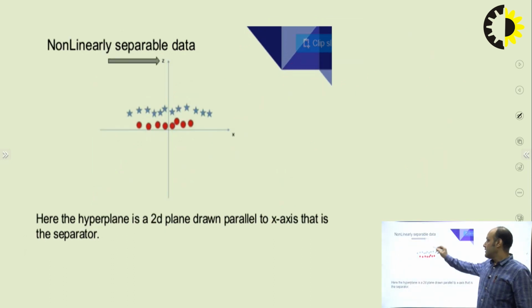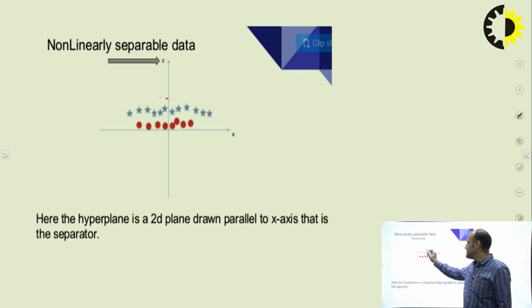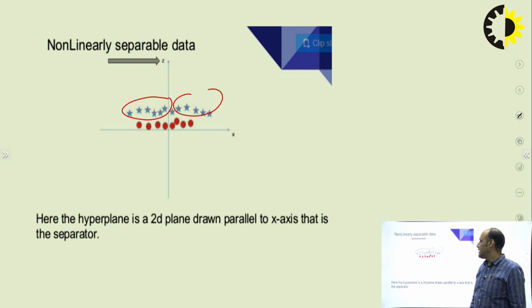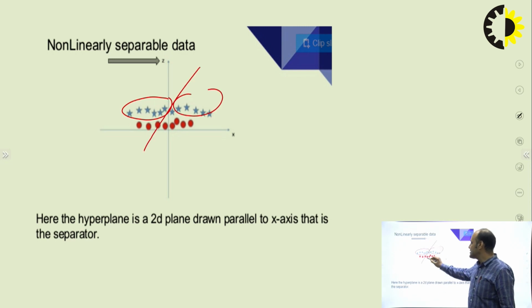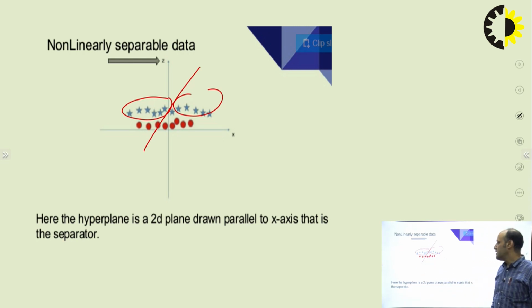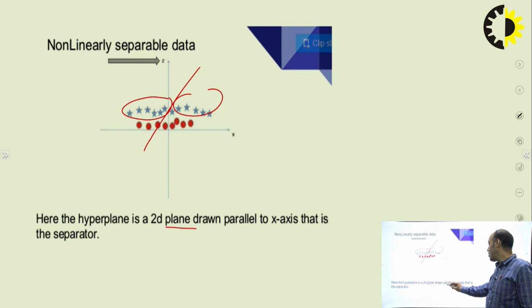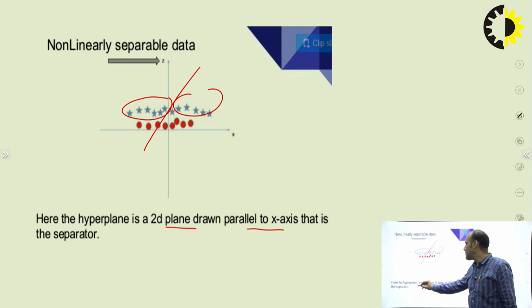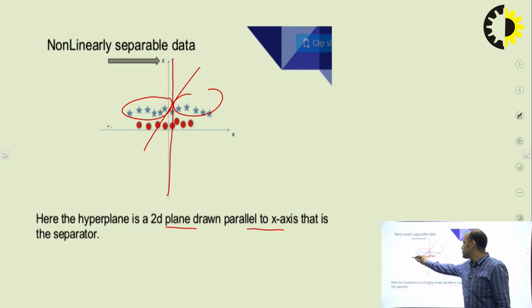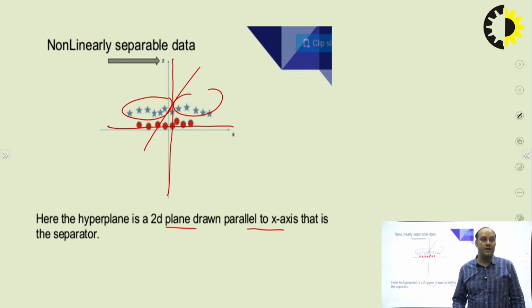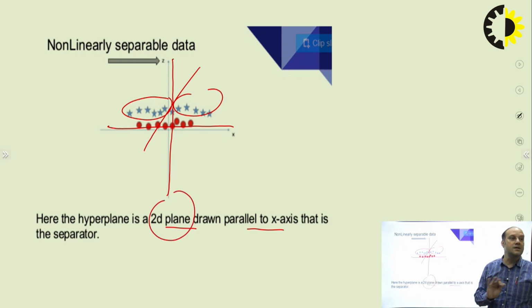Next, non-linearly separable data, which cannot be linearly distributed. Stars are lying on both sides, and I do not find a line here which can separate this data. Here the hyperplane is a 2D plane drawn parallel to the x-axis, that is the separator I have chosen. But on either side in this 2D plane I am not able to separate this data, so this is classified as non-linearly separable data.